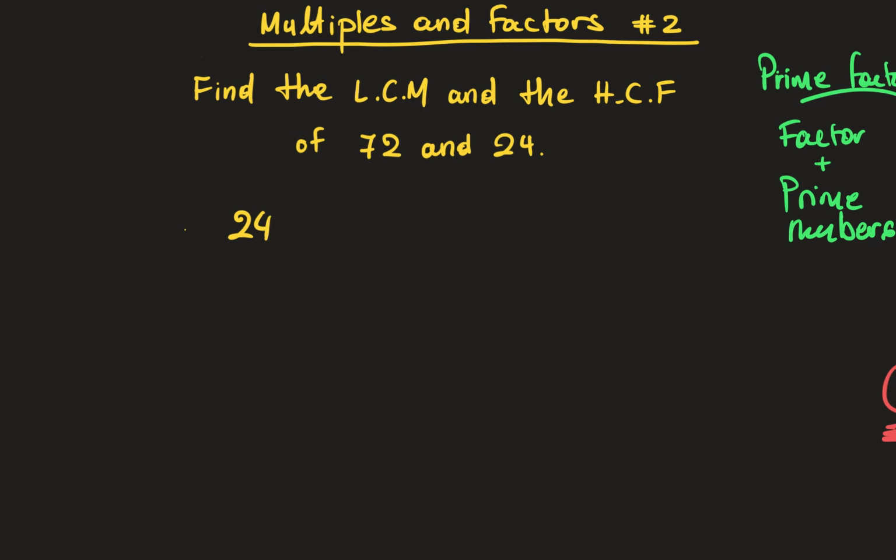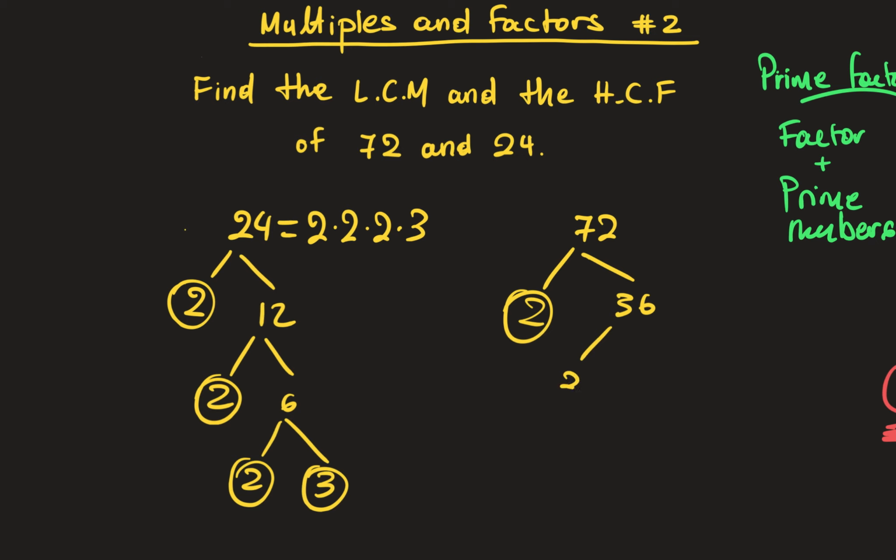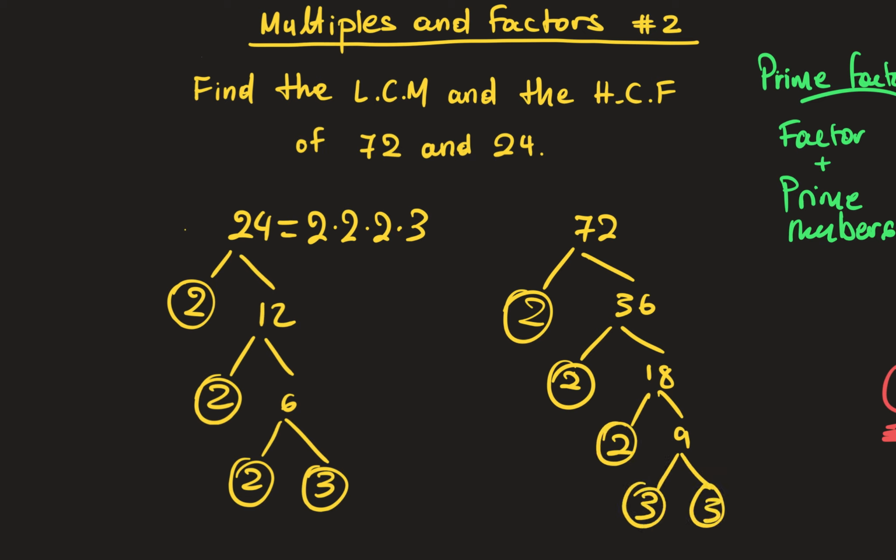Okay, so this is the process we want to apply here for numbers 72 and 24. So let's start with 24. That's going to be 2 times 12. That's a prime factor. That's a 2 times 6. That's a prime factor, and that's a 2 prime, 3 prime. So that's going to be 2 times 2 times 2 times 3. And the same for 72. That's going to be 2 times 36. That's a prime. That's a 2 times 18. That's a prime. That's a 2 times 9. That's a prime. And that's a 3 times 3. And they're both prime. So we ended up with 2 times 2 times 2 times 3 times 3.